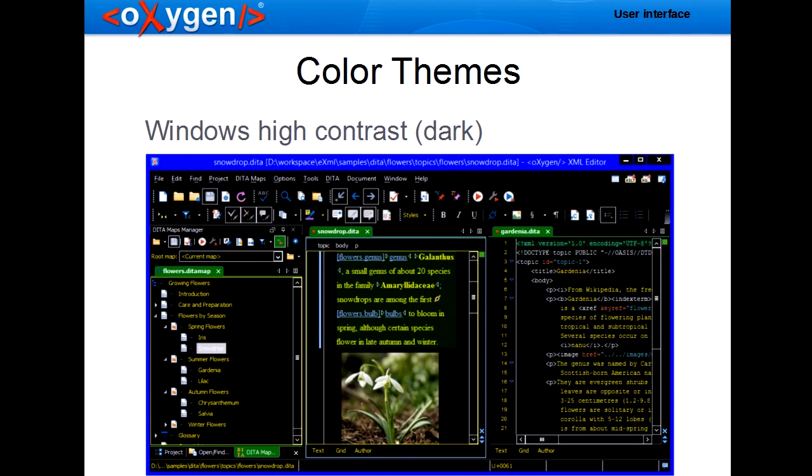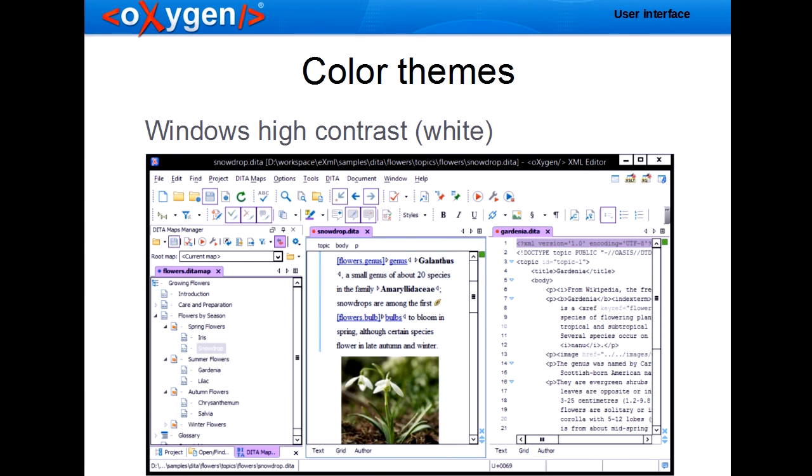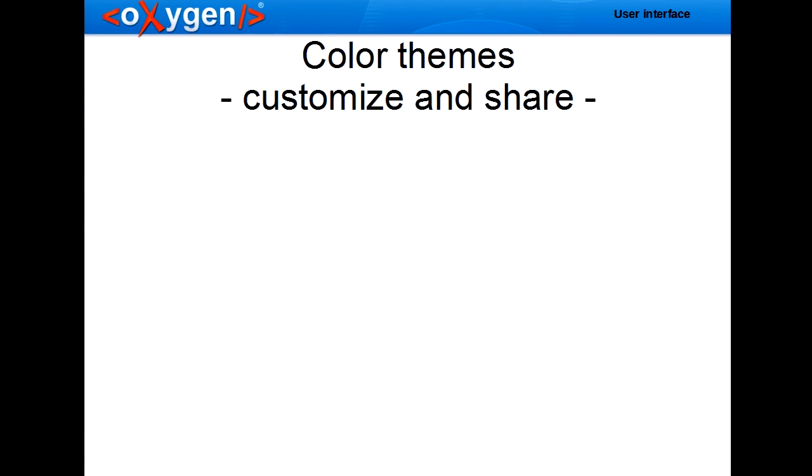Besides that, if you are on a Windows machine and you've activated a Windows high contrast theme, then oXygen will automatically pick it up, and it will look like this if the theme is dark, or like this if the theme is white. So it's an accessibility aspect. Now, obviously, just 4 themes are not going to be to everyone's liking. So the themes are customizable and shareable.